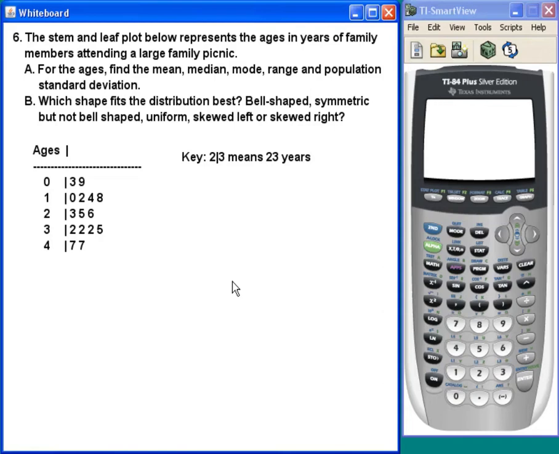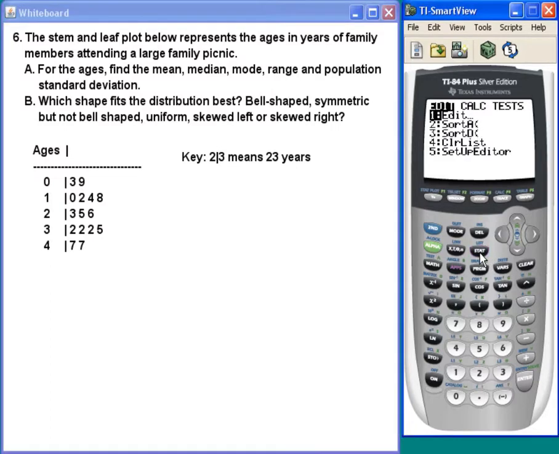The stem and leaf plot below represents the ages and years of family members attending a large family picnic. For the ages, find the mean, median, mode, range, and population standard deviation. All right, well, all we need to do is put this data into the list editor.